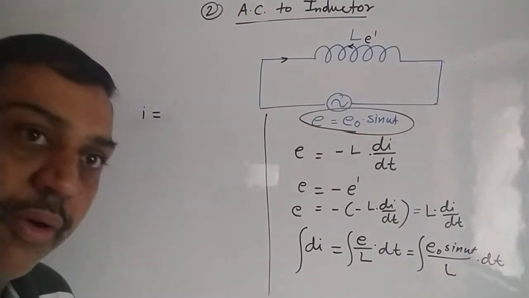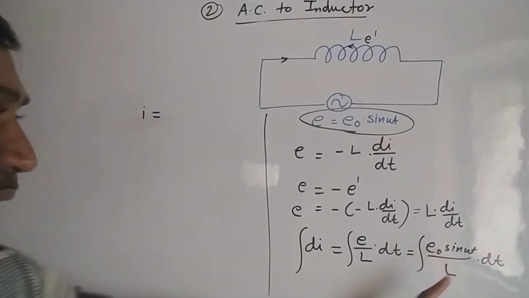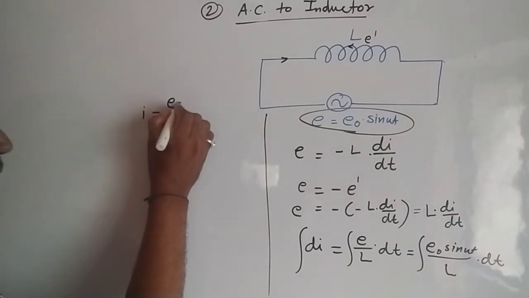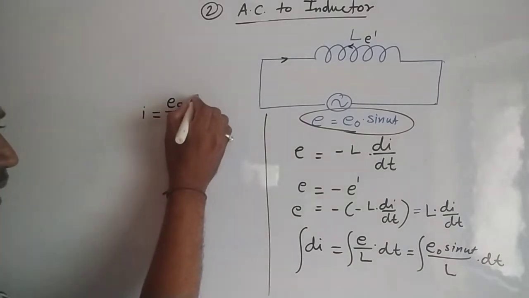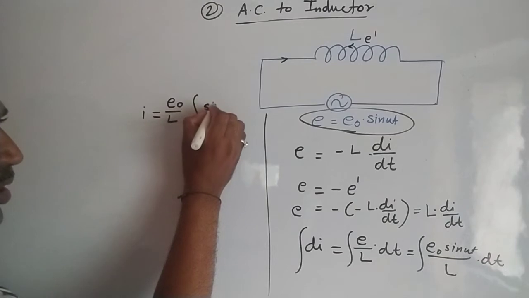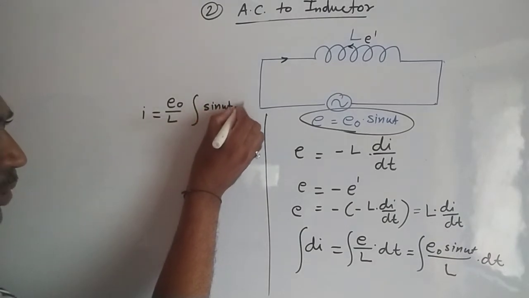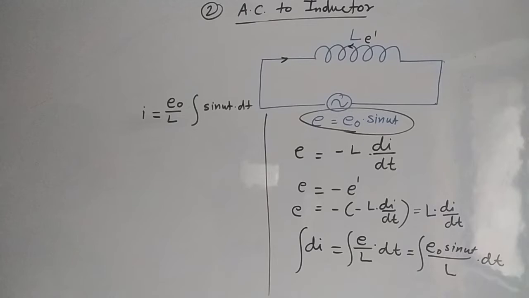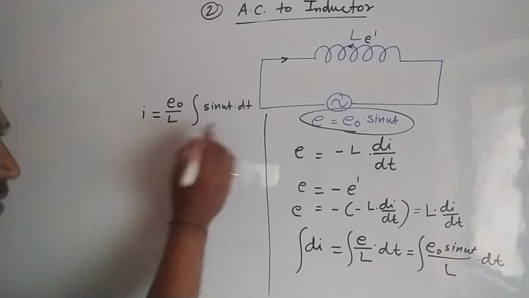E0 and L are constant, so take them outside. We can write E0 divided by L, integration of sine of omega t into dt. Integration of sine omega t is what? Minus cos omega t. And integration of omega t is what? Omega. So we can write this further as integration of sine gives minus cos omega t.